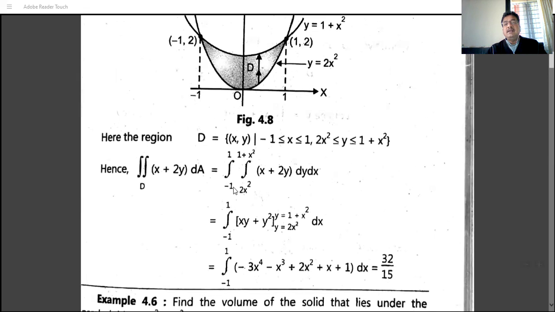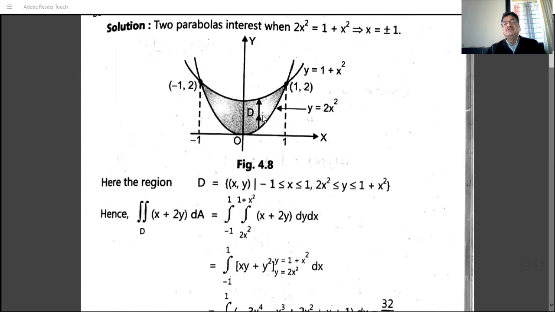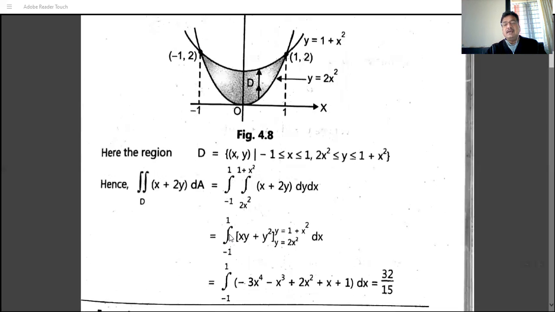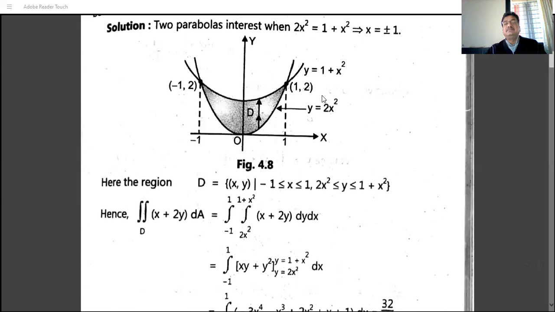Okay. And what are the limits of x? In order to cover this area, we have to move this strip from this point to this point. If we move this strip from this point to this point, then the total area is covered by this strip. At this point x is minus 1, and at this point x is plus 1, and therefore x runs from minus 1 to plus 1.